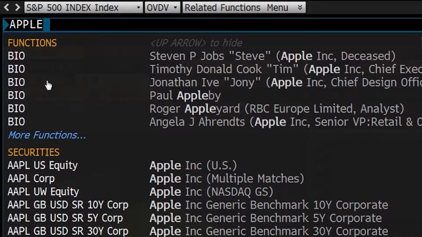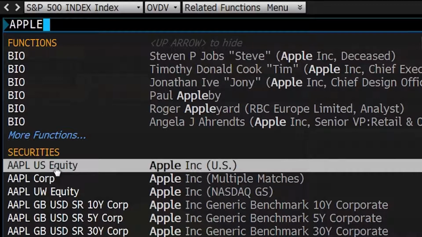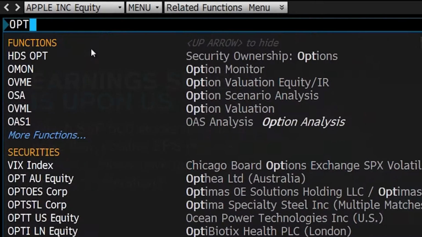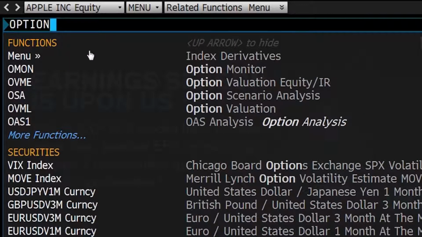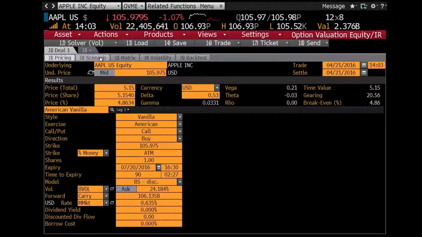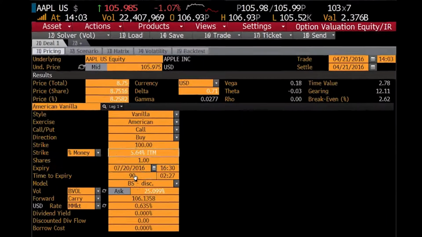Okay, question 4 talks about an Apple call. So we will look and find the security Apple. The autocomplete leads me to the ticker AAPL, and then I'm going to use the autocomplete to find the option calculator, OVME.